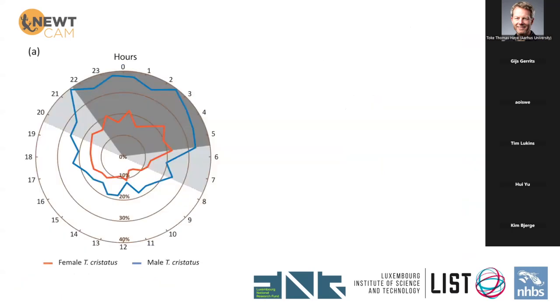Just a simple graphical representation of observations. Here it's for great crescent newt, male and female, and activity pattern at hourly resolution, just to show that, like other automated methods, it's working continuously, so the time series is really of higher resolution.